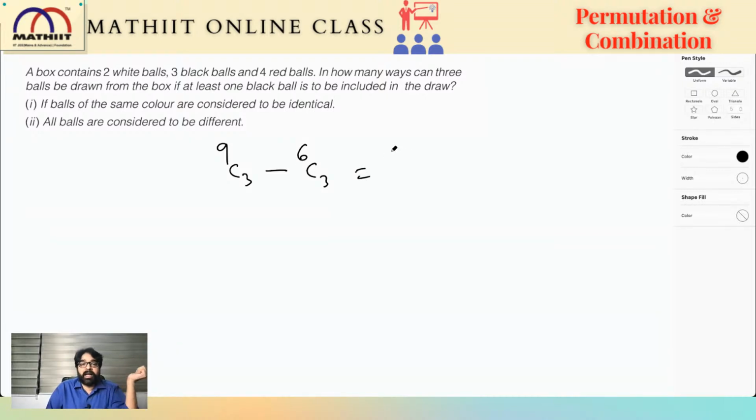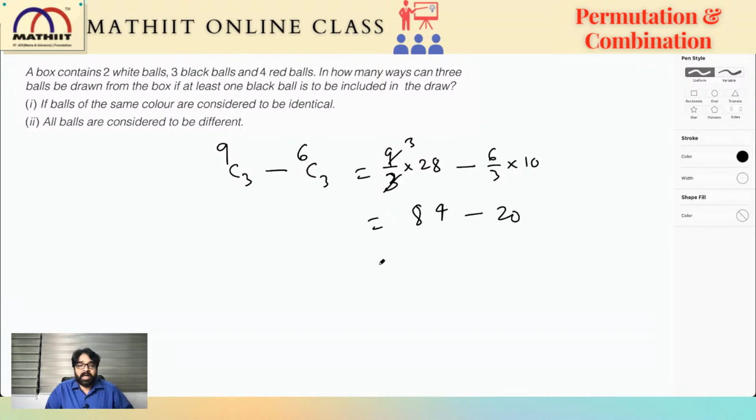9C3 will become 9 by 3 into 8C2. 8C2 will become 8 into 7 by 2, which is 28. And minus 6C3, which means 6 by 3 into 5C2, which means 10. So that will become 3 and 4, and this is 84 minus this 20. The answer will be 64. Whenever you are not allowed to easily make the bracket, always make the cases. I hope it's clear to all of you. 64 will be the answer.